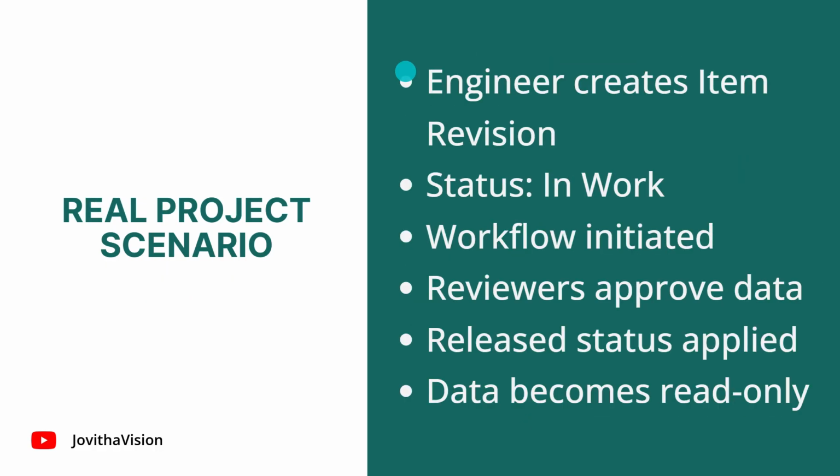Let's look at this from a real project perspective. An engineer creates an item revision in work status. A workflow is started for approval. Reviewers validate the data and approve it. Once approved, the workflow applies release status. The data becomes read only and is ready for downstream use. This is a very common and real time scenario.